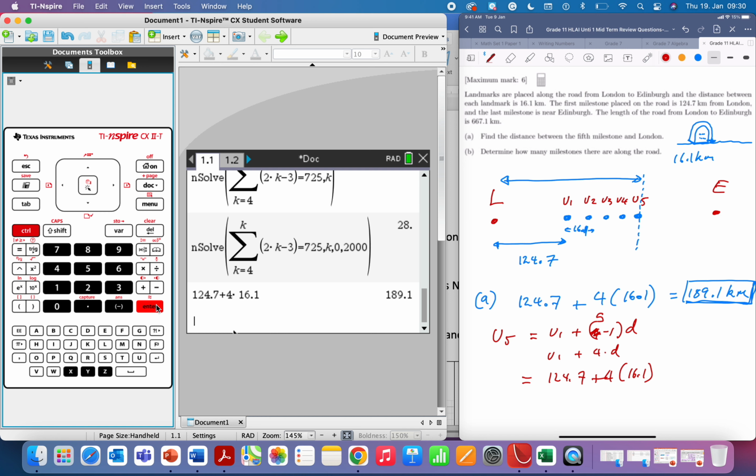Determine how many milestones there are along the road. Okay? Well, I think we need another bit of information from the question. The length of the road is 667.1. Yeah? 667.1. So let's go ahead and put that information on. So all of this is 667.1. Okay. And the last milestone is somewhere here, correct?